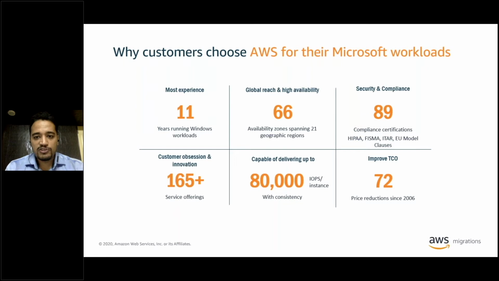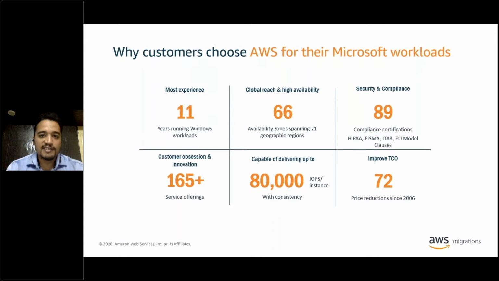And when it comes to security and compliance, many certifications have been achieved on the AWS platform. When it comes to HIPAA, PCI DSS, FISMA, and all other certifications, there are close to 89 plus compliance certifications that AWS adheres to. Apart from this, there are 165 plus services available overall, which also help customers to leverage along with their workloads.